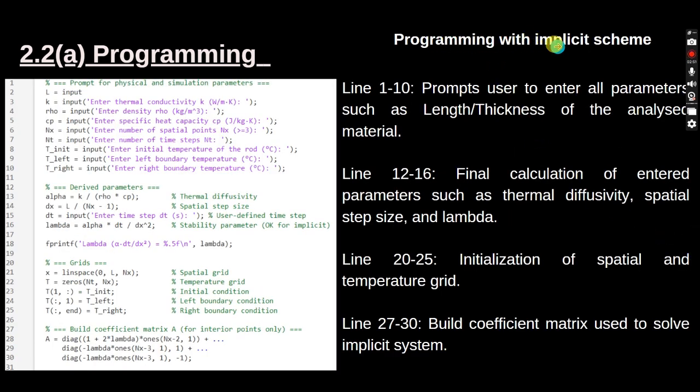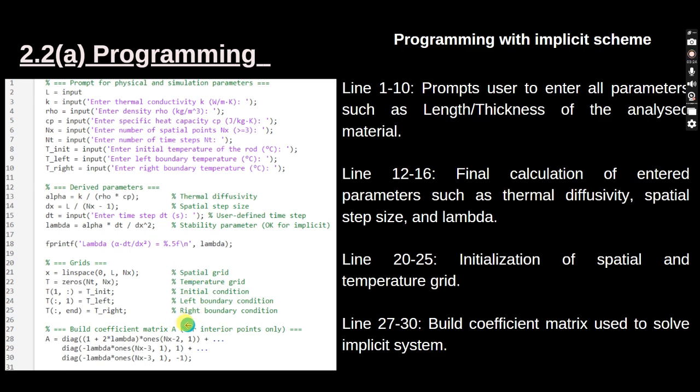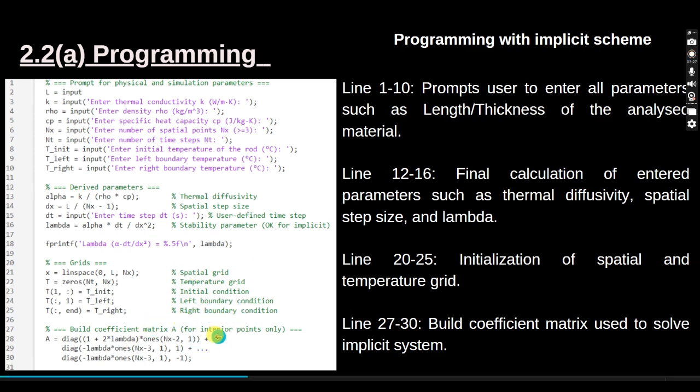For the programming with the implicit scheme method, line 1 until 10, similarly, it prompts the users to enter all the parameters. And line 2 until 16 is also similar, the calculation of all the entered parameters. Then line 20 until 25 is also the initialization of the spatial and temperature grid. And from line 27 until 30, I've built a coefficient matrix used to solve the implicit system. For this one, it's only one matrix. For the Crank-Nicolson, there will be two matrices.